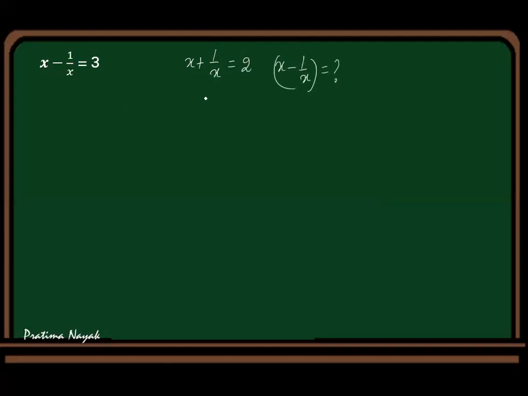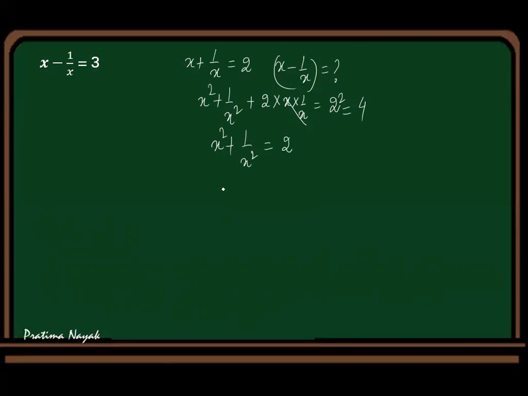How you'll get? You'll take square both the sides. So it will be x square plus 1 by x square plus 2. Now you have understood how you are getting 2, because these are cancelled. This will be your 2. 2 square, that will be 4. So x square plus 1 by x square is equal to 2.